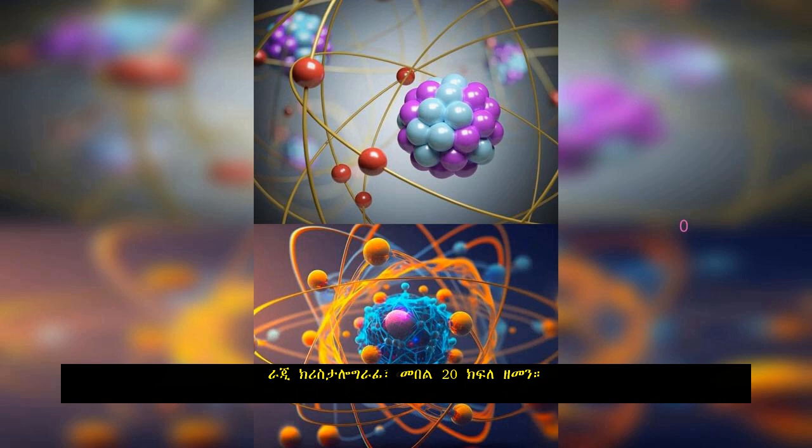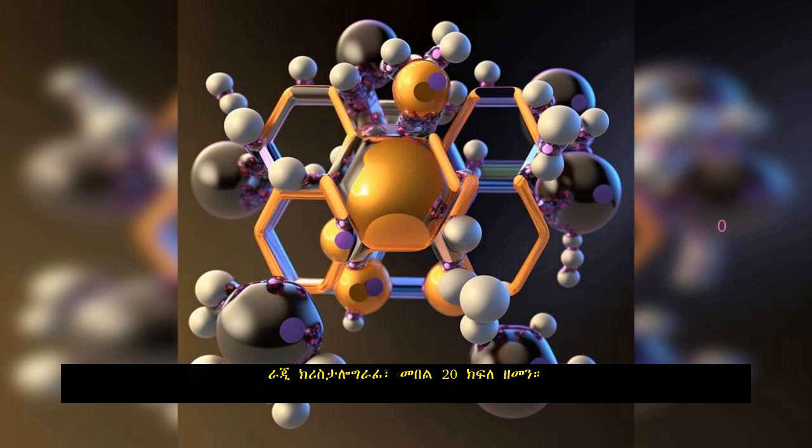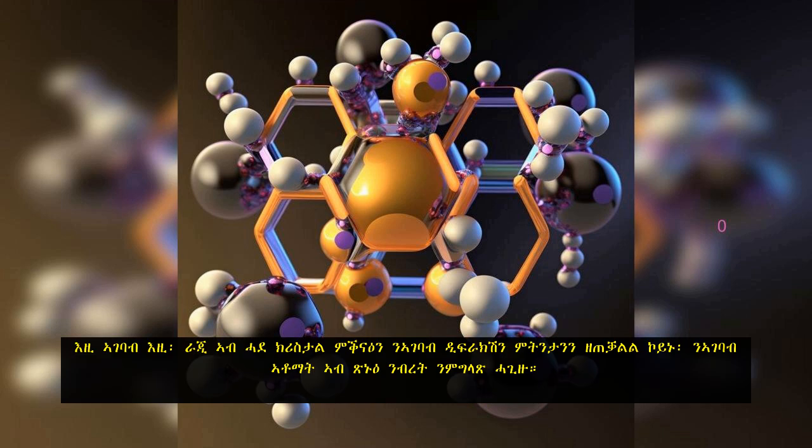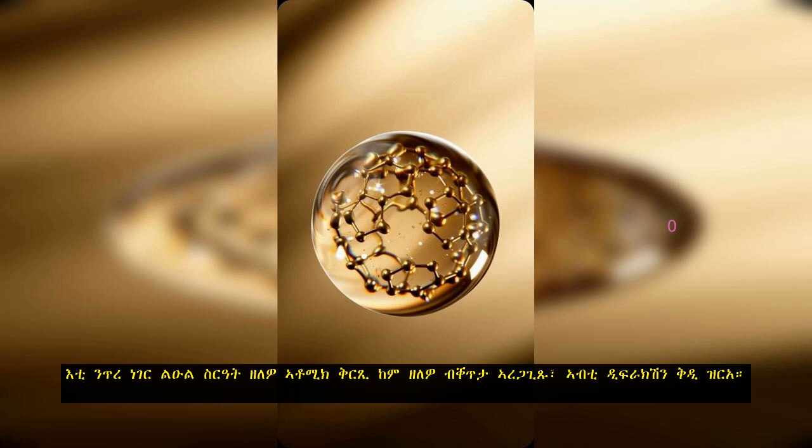D. X-ray crystallography, 20th century. This method, which involves directing X-rays at a crystal and analyzing the pattern of diffraction, helped to reveal the arrangement of atoms in solid materials. It directly confirmed that matter has a highly ordered atomic structure, visible in the diffraction pattern.